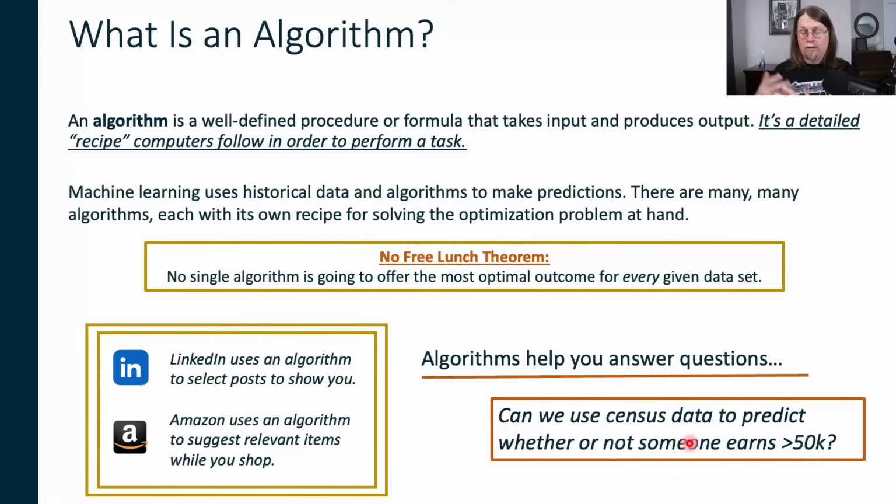So for example, let's say you work in healthcare and you work at a hospital and you have an emergency room. And one of the things that you would really like to know is, can we predict accurately if somebody comes in the emergency room, whether or not they're going to be admitted long-term to the hospital?